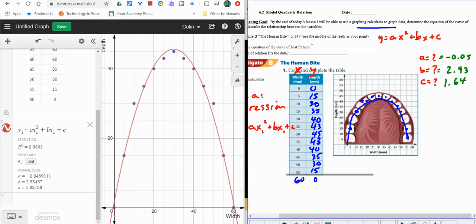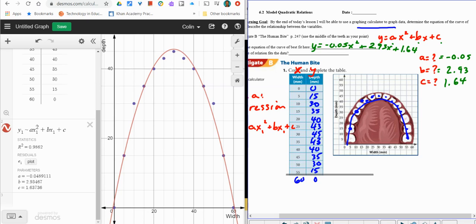Okay, so let's say we were to make that into an equation. My equation then is y equals, what was A? -0.05x squared. We're just putting these numbers in here, plus 2.93x and plus 1.64. So that's our new equation.